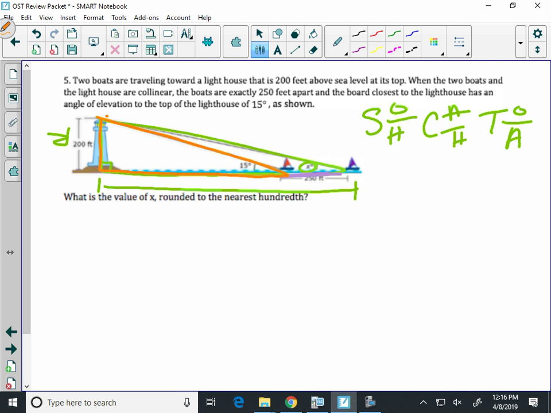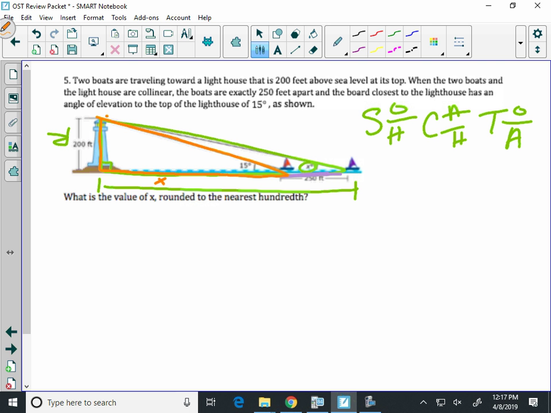Well, what can we use to figure out the bottom of that orange triangle? This is what we're trying to find. What can we do to find it? Can we use Pythagorean theorem? No, we have to use what? How do you find the missing side of a right triangle when you can't use Pythagorean theorem? Right, we have to use SOHCAHTOA.